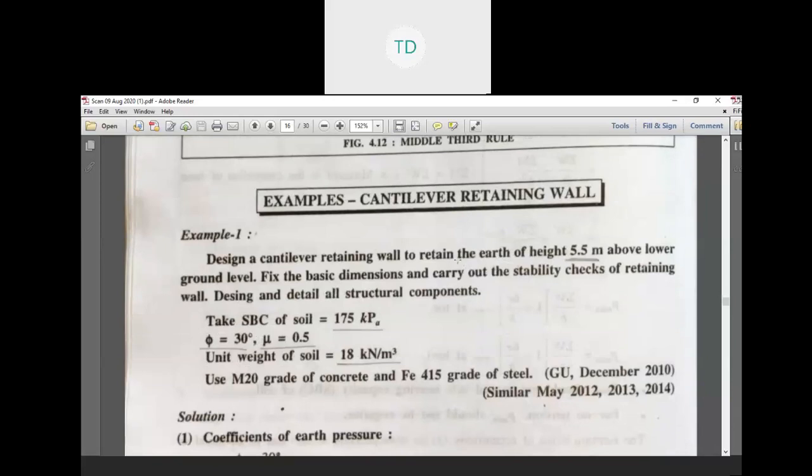Example of retaining wall. In the next lecture we are going to explain an example.